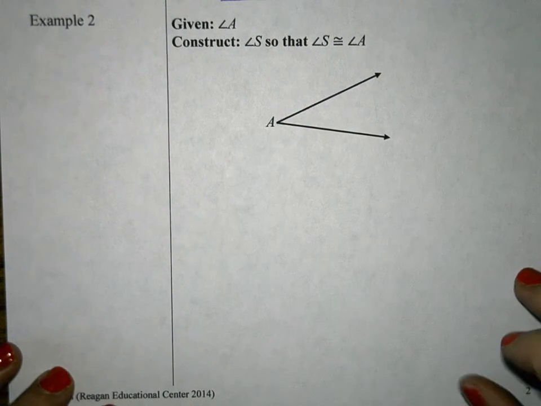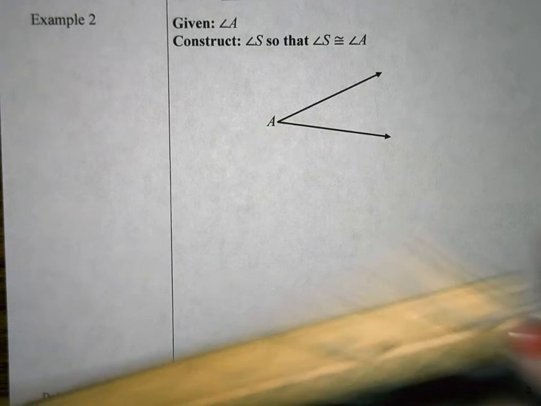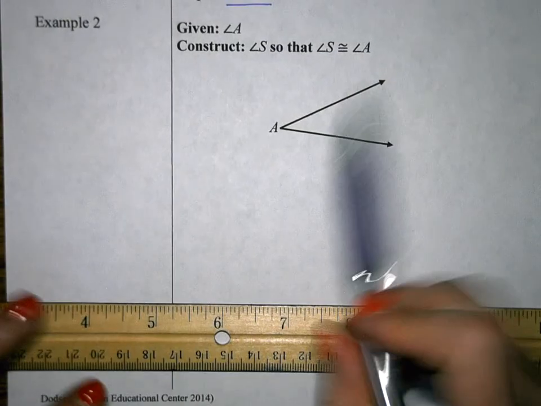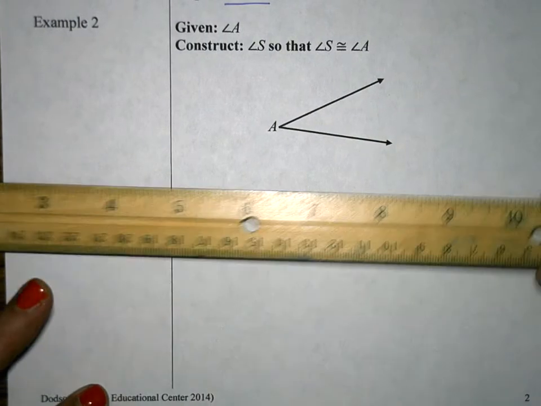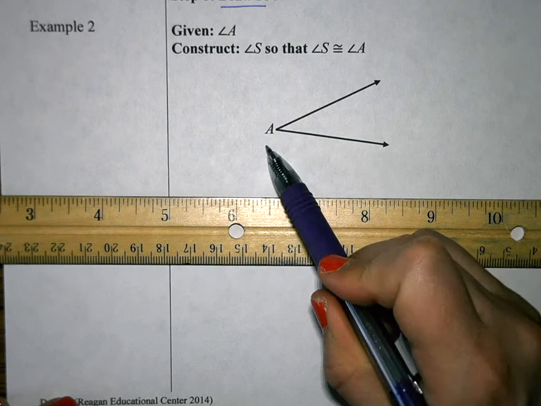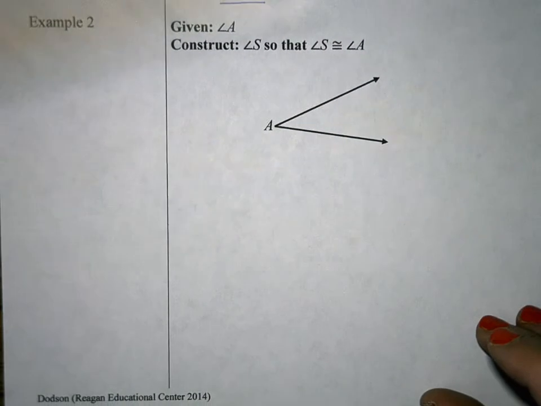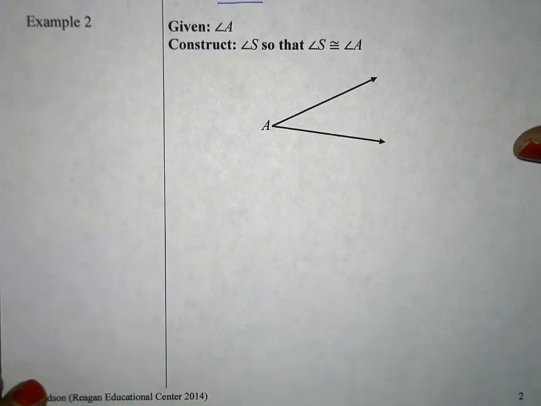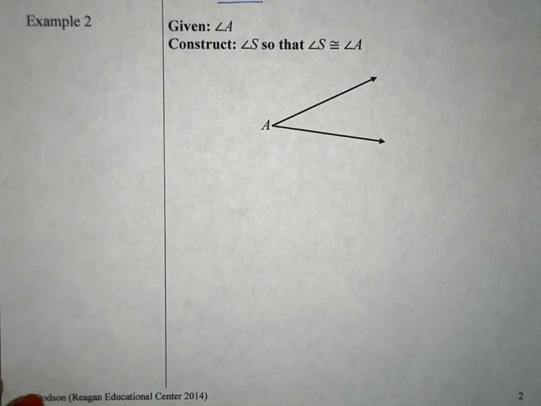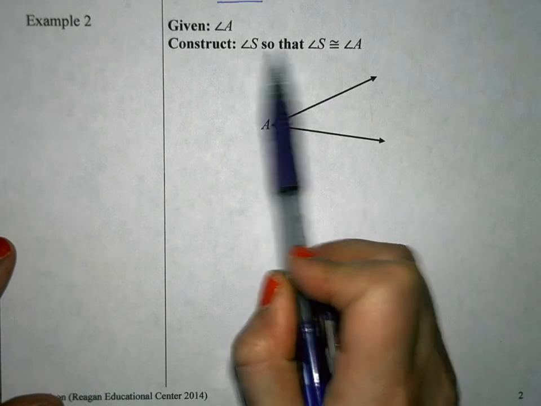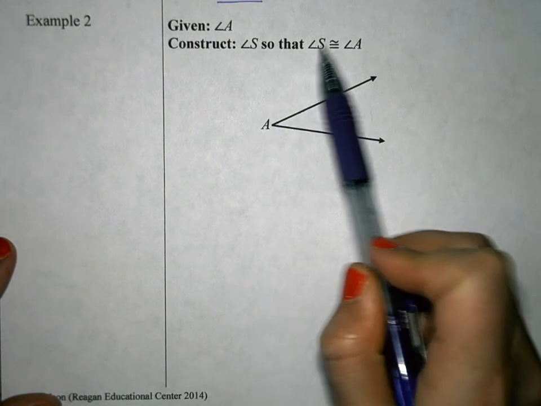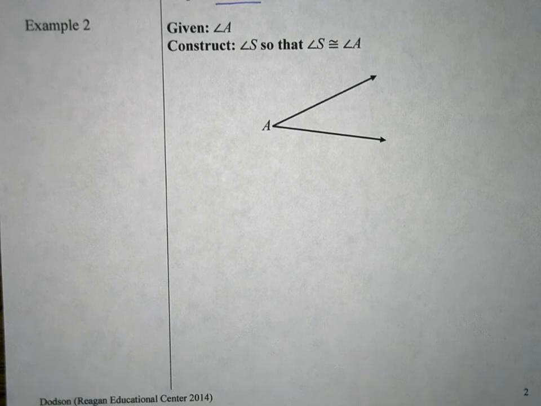What I want you guys to do right now is with your straight edge, draw me an acute angle. Some acute angle using your straight edge, label it angle A. And what we're going to want to do is construct an angle S so that the angle of S is congruent to angle A.